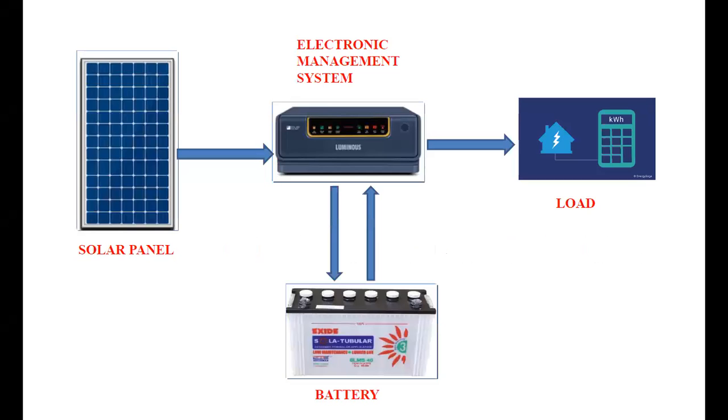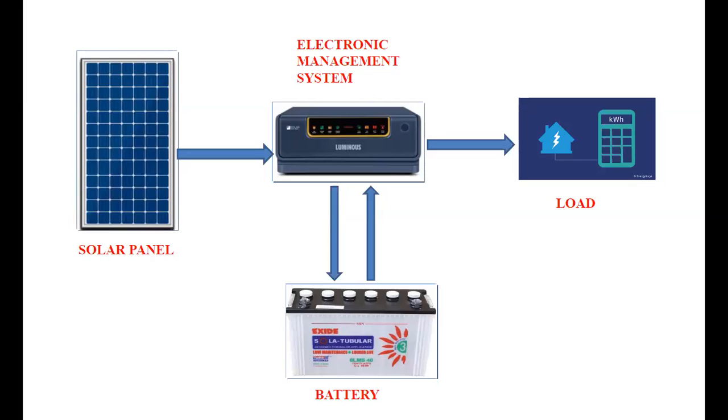The main components of a home solar system are the solar panel, the electronic management system or simply the inverter, the battery bank, and the load or the appliances connected by the consumers. During the daytime, the solar panel converts light radiation into electrical energy. The solar panel produces a DC voltage, which is converted by the inverter to AC with the required voltage and frequency, and supplied to the load or the appliances of the consumers.